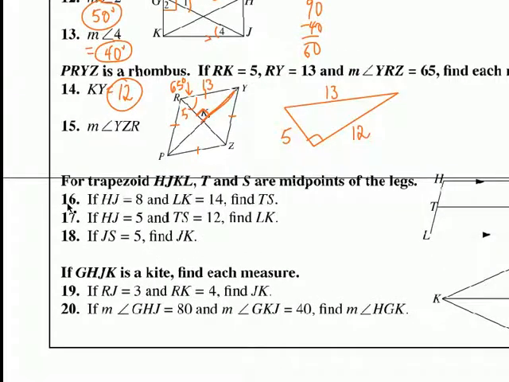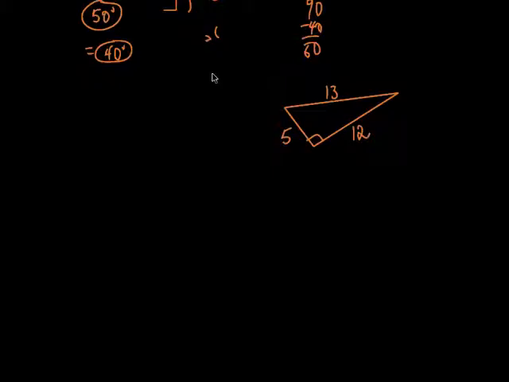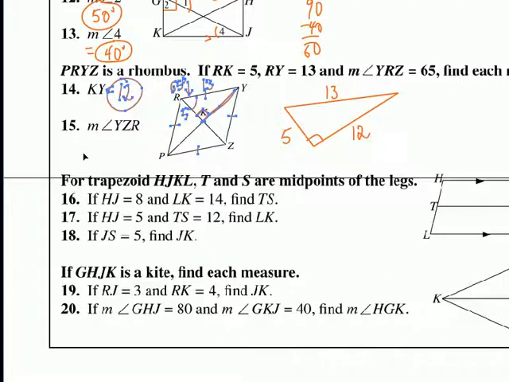Now let's see what we're going to try to find. Let's get rid of some of this mess since I've already dealt with it. All right, YZR. Where's that? This angle right here. Now remember, this angle up here, YRZ, was 65 degrees, and we're trying to find this angle right here.